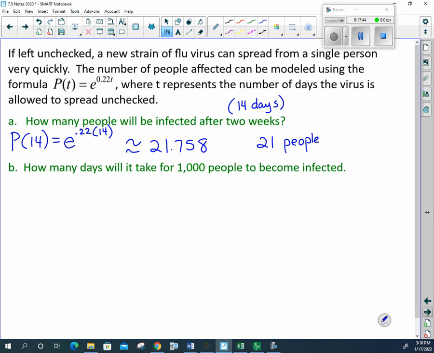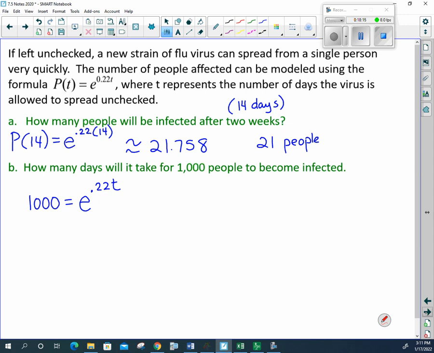How many days will it take for 1,000 people to become infected? Well, we'll put 1,000, that's the population infected now, equal to e to the 0.22t. So remember, since we're looking for an exponential value, our variable is in the exponent spot, we're going to want to rewrite that as a logarithm. You can't solve it in that format. So guys, if you get stuck and you're like, I don't know how to solve it, well, you probably just need to rewrite it into its other format then.